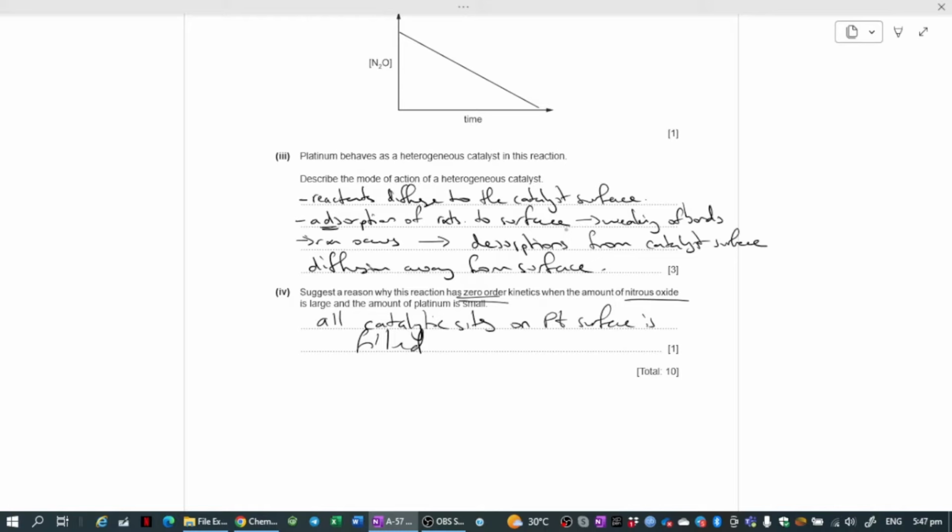And because it's filled, the reaction would only proceed based on the interaction between the molecules and the catalyst. That is what would dictate the rate of this reaction. The concentration of the N2O has no effect, right? And that is why, because all the catalytic sites on the platinum surface are simply filled, right? So that was question number 2.